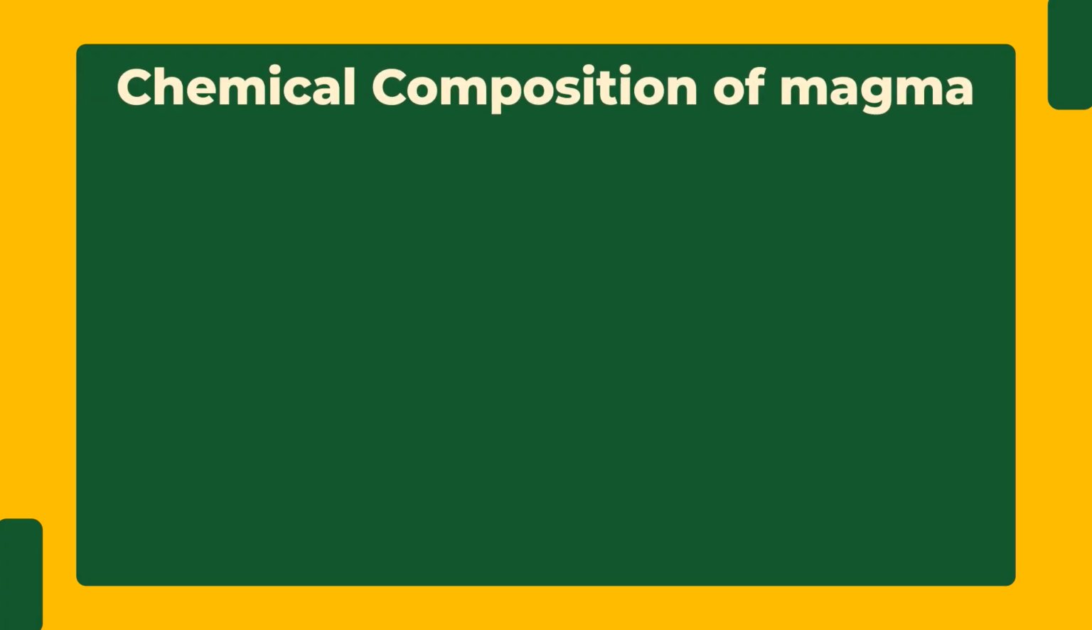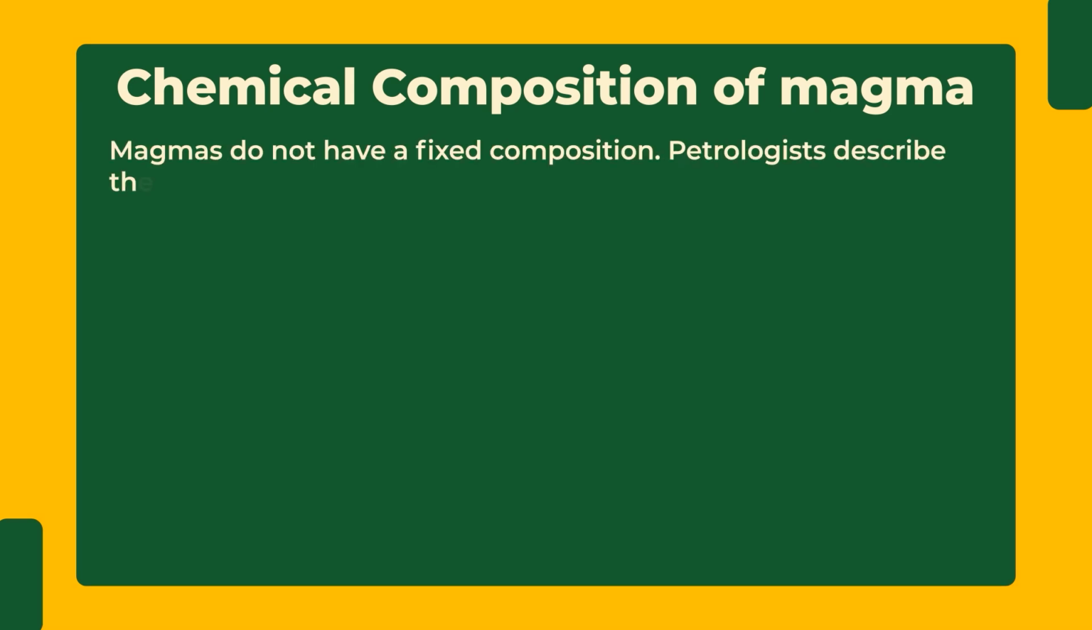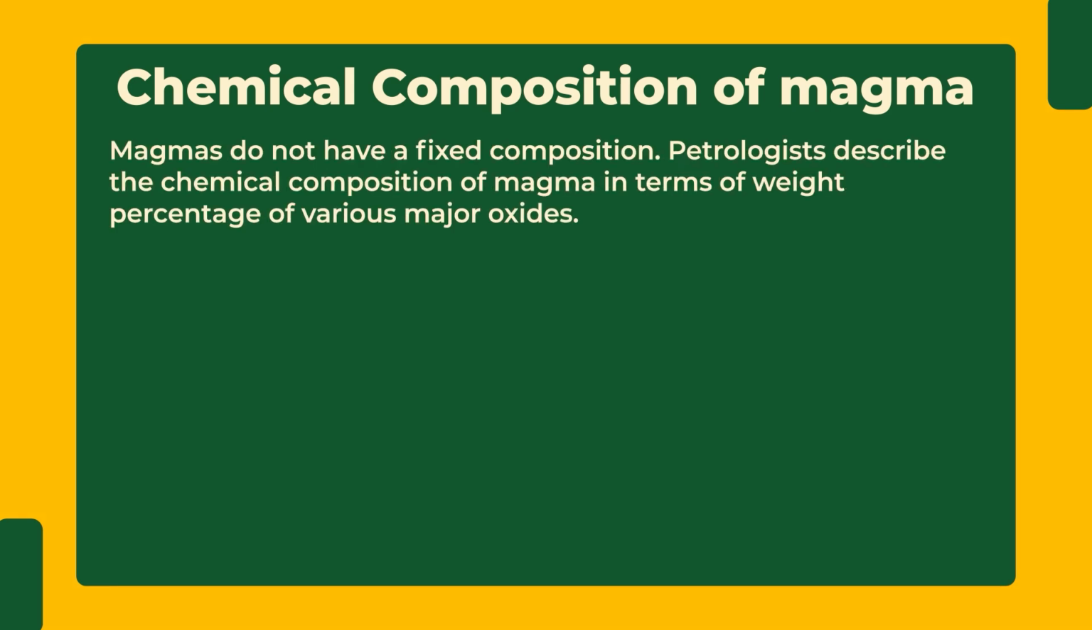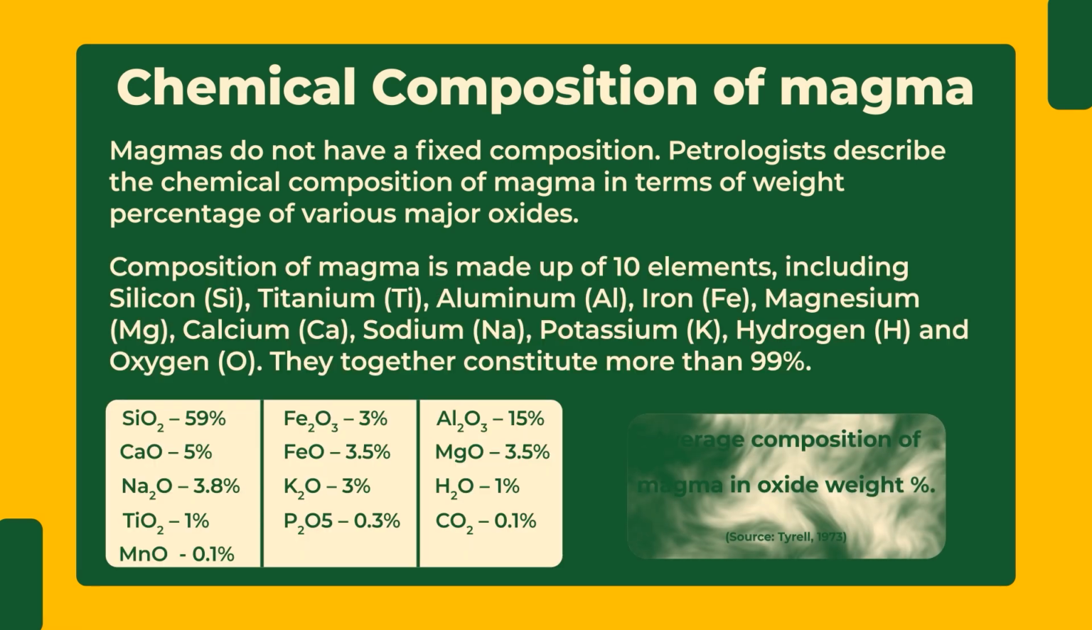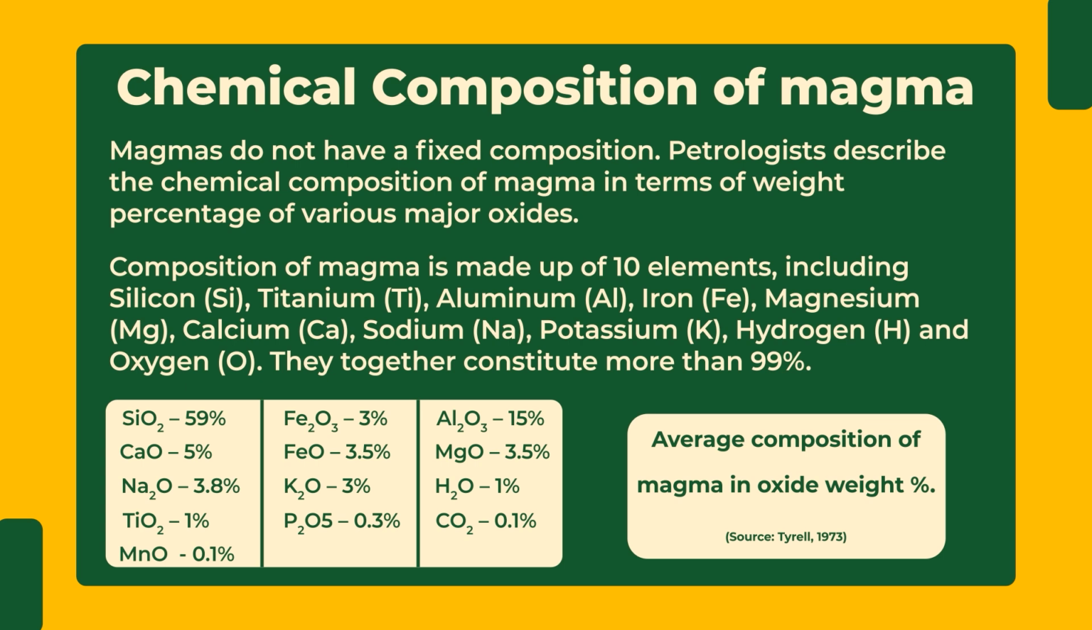Let us talk about the chemical composition of magma. The magma does not have any fixed chemical composition. Petrologists have described the chemical composition of magma in terms of weight percentage of various major oxides. Now you can see on your screen there is a table. Basically, the magma is made of 10 elements that include silica, titanium, aluminum, iron, magnesium, calcium, sodium, potassium, hydrogen, oxygen. These together constitute more than 99%.